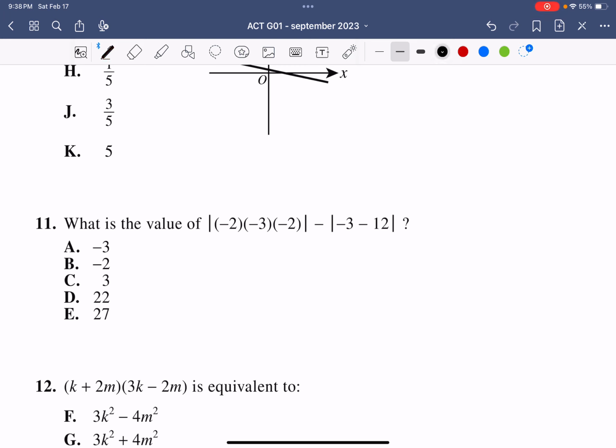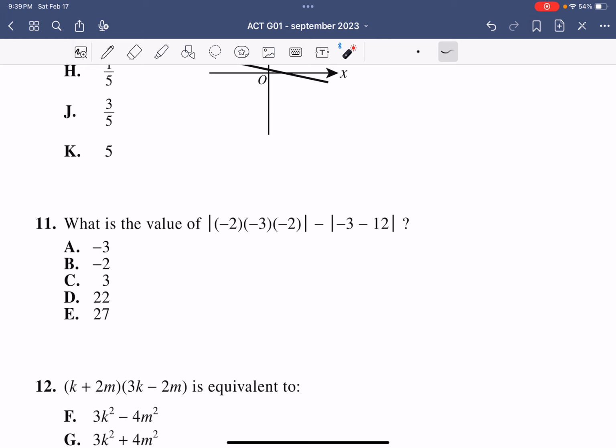A lot of students confuse this because they think, okay, well, I need to turn all these numbers into positive and then kind of go from there. But that's not what you're supposed to do. The absolute value just means that you evaluate what's on the inside first. So you just do your regular operations. You use PEMDAS, and you just do your regular operations.